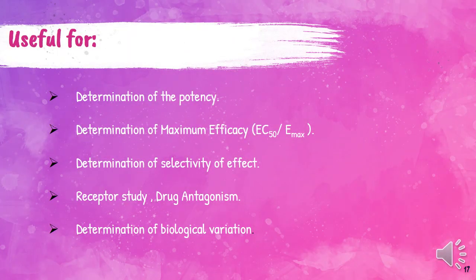It is used for determination of the potency. Potency, you people have done the definition, and let's see what is potency. Potency is the desired effect we are getting of the drug. Determination of the maximum efficacy. Efficacy is how efficiently it is performing its therapeutic effect. Determination of selectivity of effect. Receptor study, drug antagonism. By this, we can know about the agonist response and antagonism response. Determination of biological variations.